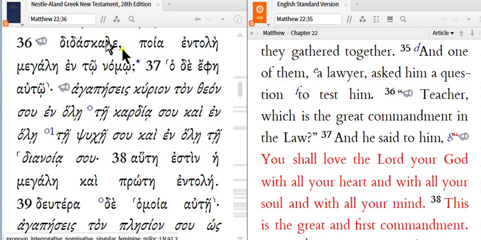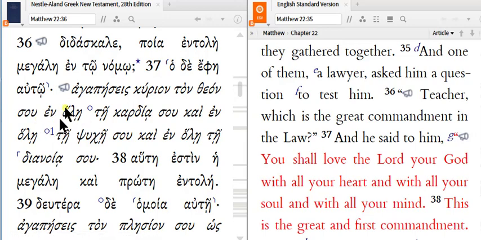Didaskale, somebody says. What case is that? Vocative. Teacher. Poia entole megale en to nomo. All right, so which commandment is greatest or great in the law? He said to him, and then here he quotes from the Old Testament, Deuteronomy 6. You shall love the Lord, your God, en hole.